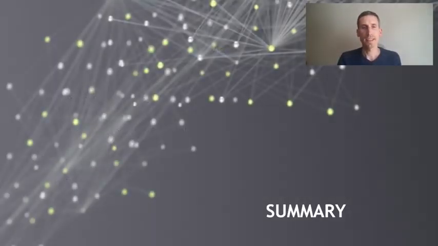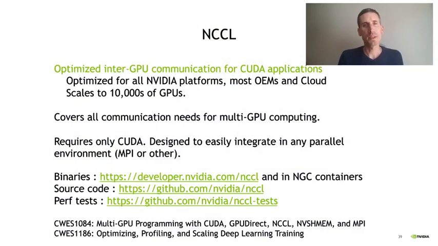All right, summarizing. NCCL is an inter-GPU communication library for CUDA applications and used by all deep learning frameworks to accelerate training on multiple GPUs. It is optimized for DGX, OEM, cloud, or even your laptop or desktop. It is designed to be easy to integrate into any parallel program, using MPI or not, and it only depends on CUDA. And that's all for this talk.